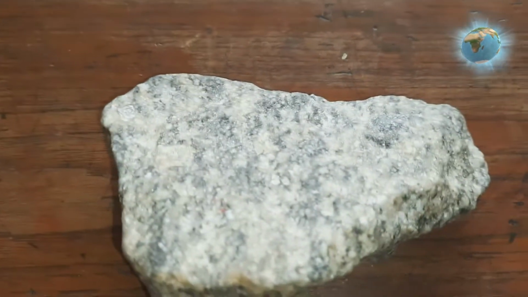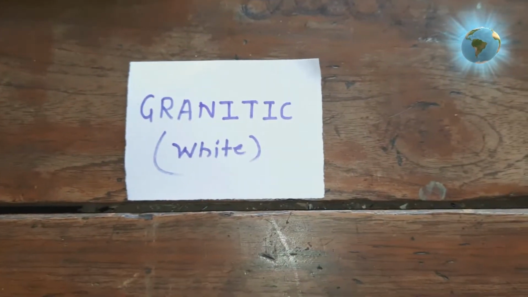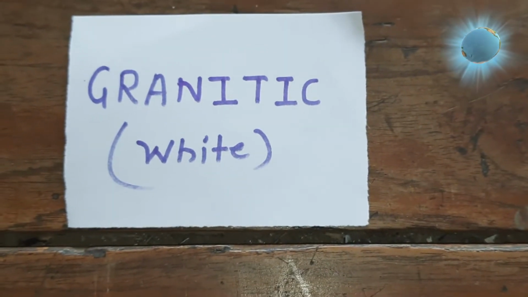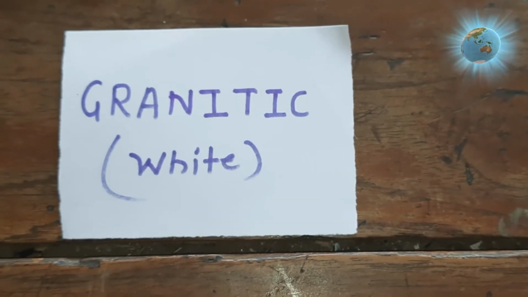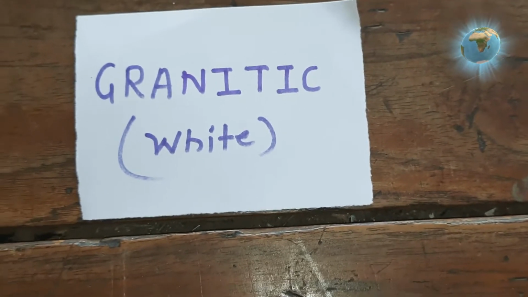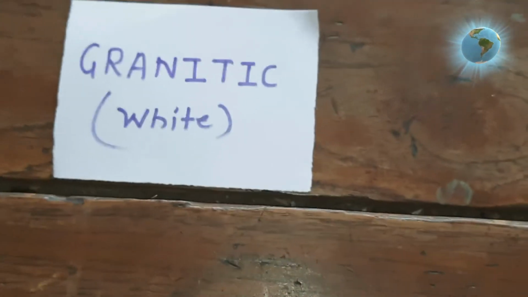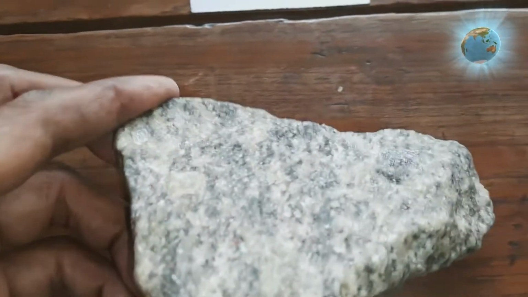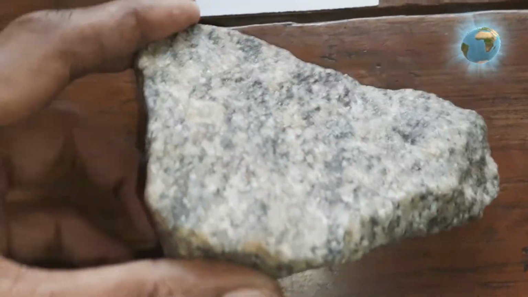Next rock is granite, which is an acidic rock again. As you can see, it's light colored, and it is formed in plutonic conditions, at the lower part of the crust. That is called plutonic condition, greater depth. This is granite, a very common rock used for building construction. You can see it is coarse grained. Okay, you can see how the minerals are shining.